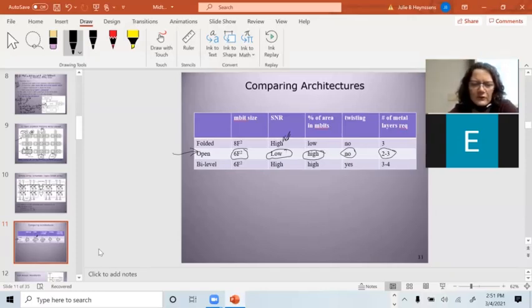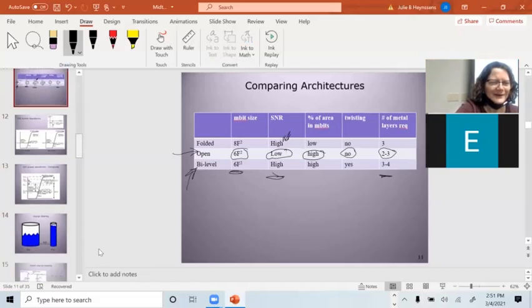Now the third thing they went to was this bi-level that had both a small bit size and a high SNR. The only drawback is you need more metal layers. If you can rationally talk about that without this table in front of you, you're okay. If you can write that table down, I appreciate it because it makes grading the exam a little bit easier for me.